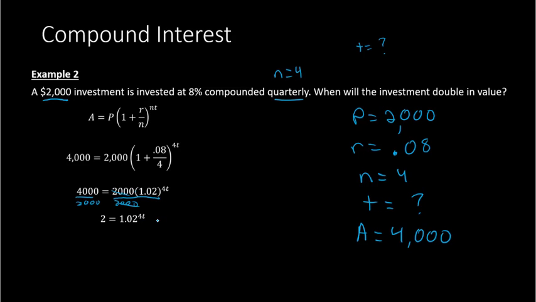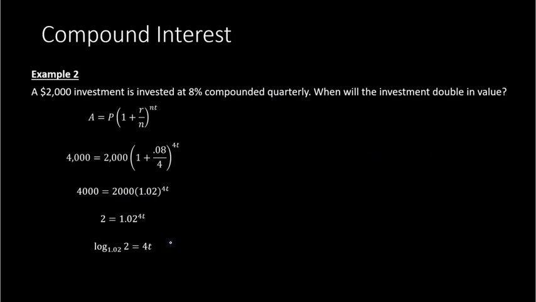All right, so what we can do is we can rewrite this as a logarithm. So we can rewrite this as log base 1.02 of 2 equals 4t. So the base is 1.02. A log equals the exponent, so it's equal to 4t. And now from here, we can figure out what log base 1.02 of 2 equals.